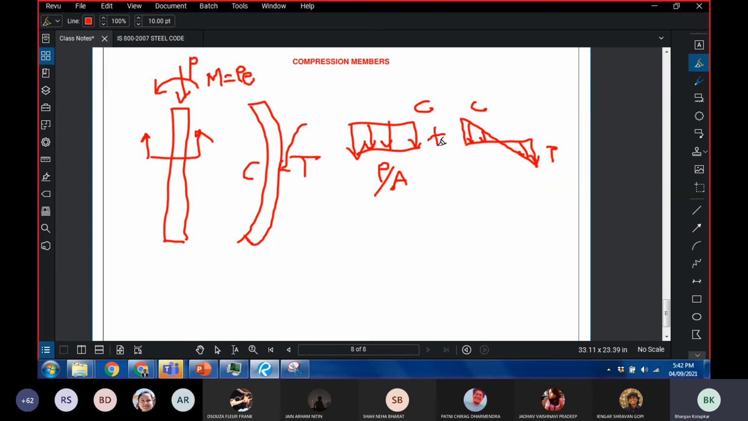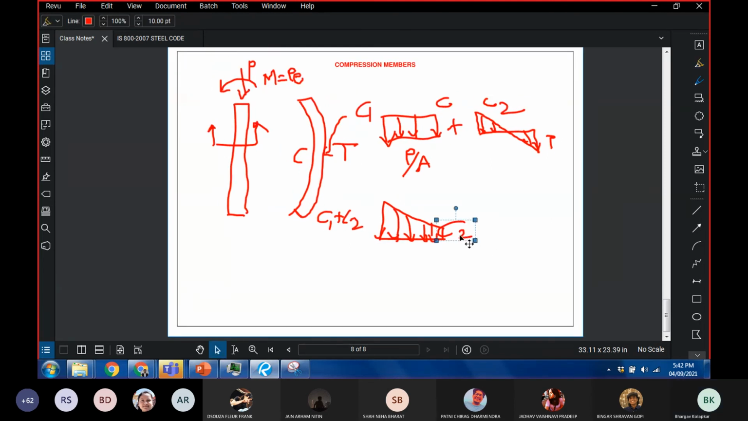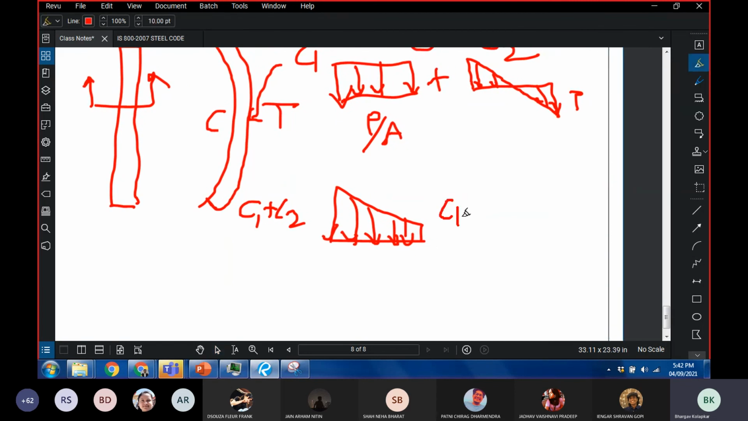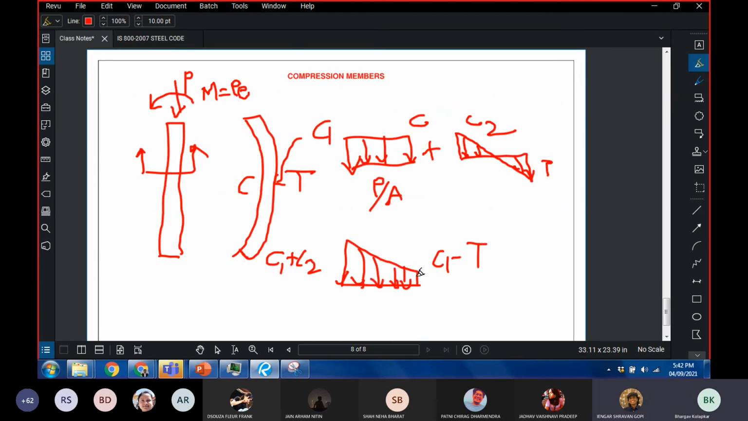What is actually happening is it is the sum of these two, because both of them are acting at the same time. So finally you might get something like this. Let us say this is stress C1, this is C2 and this is T. So here it would be C1 plus C2. Here it would be C1 minus T. But still overall it is under compression. So the tension is not an important part in its failure, essentially.